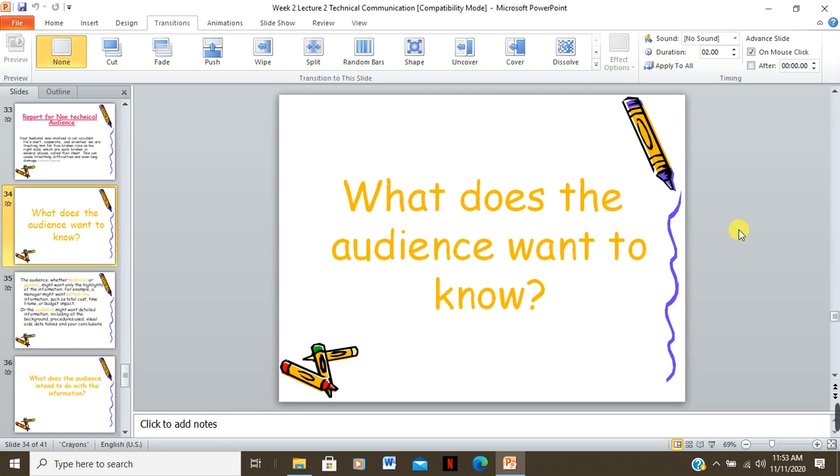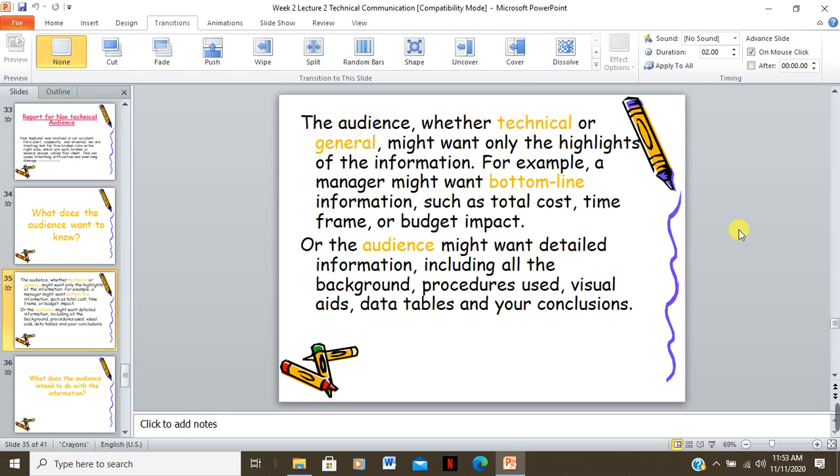So we must know what our audience wants. It is more important for us, and we should devise our language accordingly. The audience, whether technical or general, might want only the highlights of the information. For example, a manager might want bottom line information such as total cost, time frame, or budget impact. Or the audience might want detailed information including all the background procedures used, visual aids, data tables, and your conclusions.